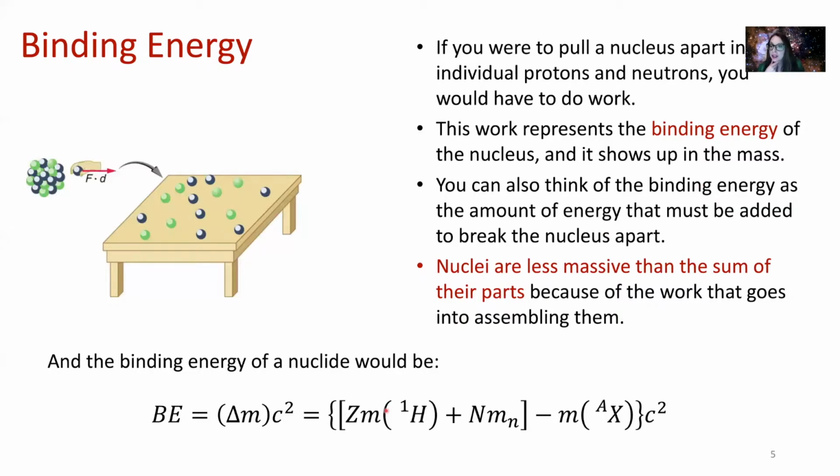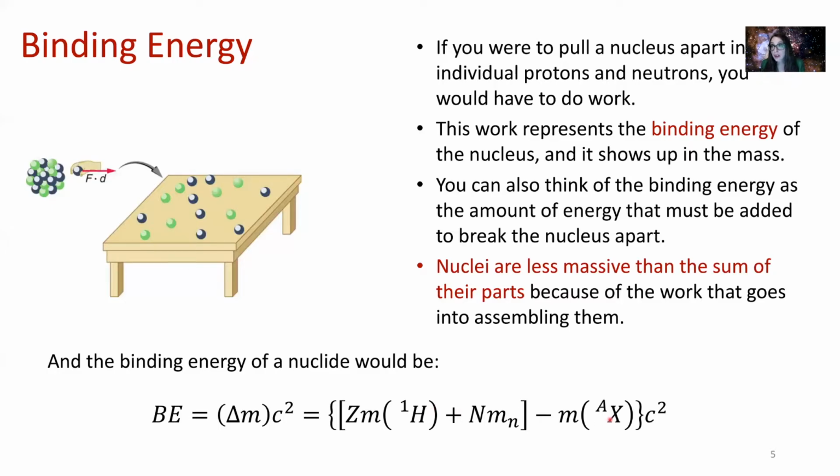How do you find the binding energy of a nuclide? Well, you do it this way. The binding energy is equal to ΔM times c squared. ΔM is the difference between the sum of all the constituent bits that go into your nuclide minus the actual atomic mass of the nuclide. Remember, there's an offset between the sum of all the parts and the actual atomic mass of the nuclide, and that difference is the binding energy. So that's essentially the energy that goes into assembling all the bits.